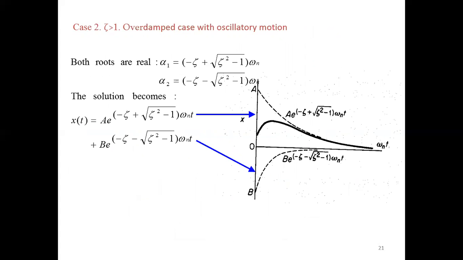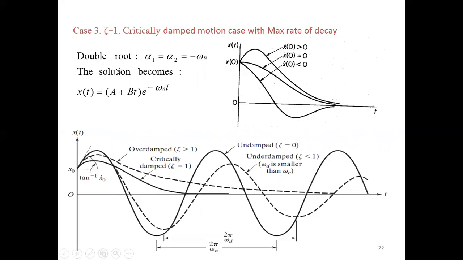We can get alpha 1 is equal to omega n and alpha 2 is also omega n, right? So double root, alpha 1 and alpha 2 is equal to minus omega n. So the equation becomes x with respect to time equal to (a plus bt) into e raised to minus omega n t, right? Here the condition which is created is called the critical damp condition, right?